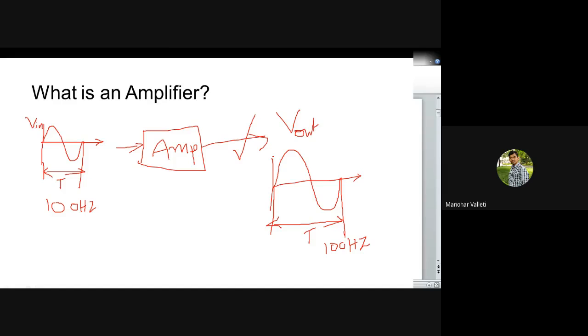That parameter can be voltage, current, or power. So we are discussing here only increasing the voltage parameter. So this amplifier is a voltage amplifier. So an amplifier is an electronic circuit which increases any one of the signal parameters.